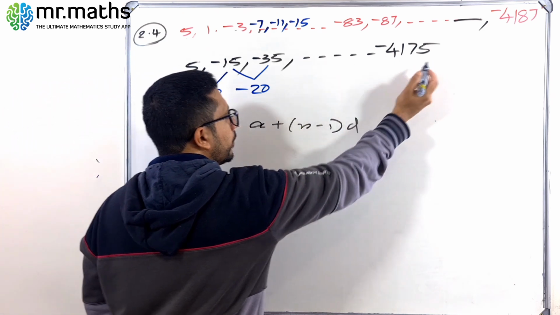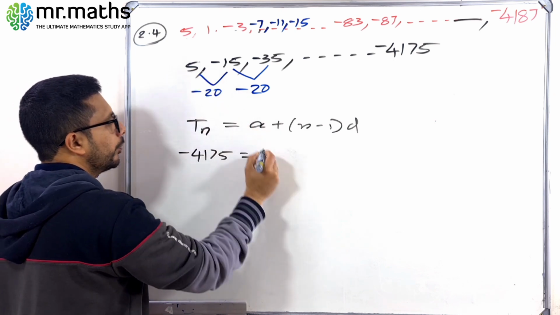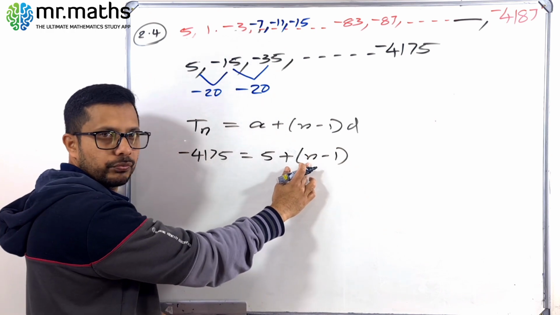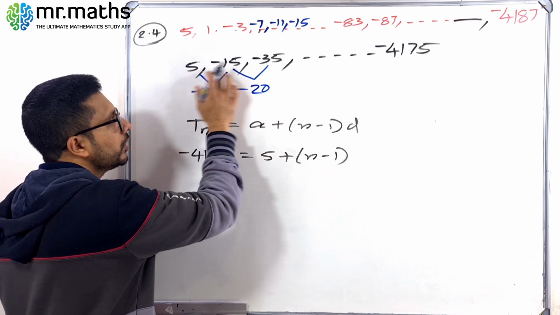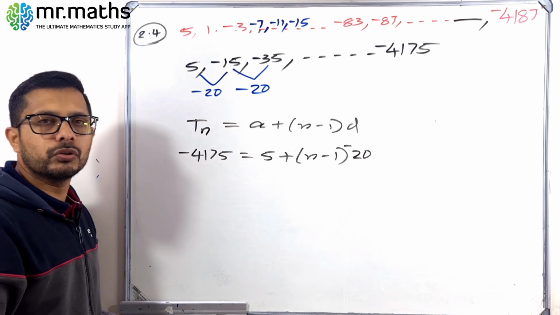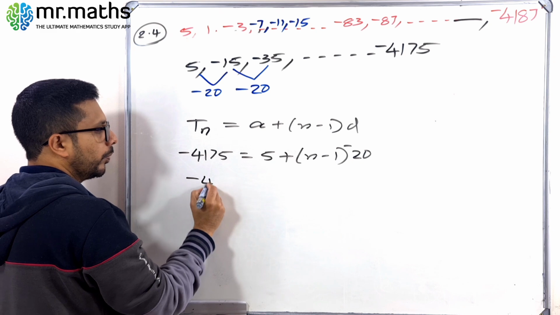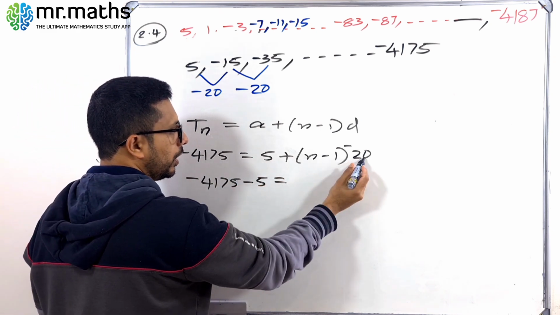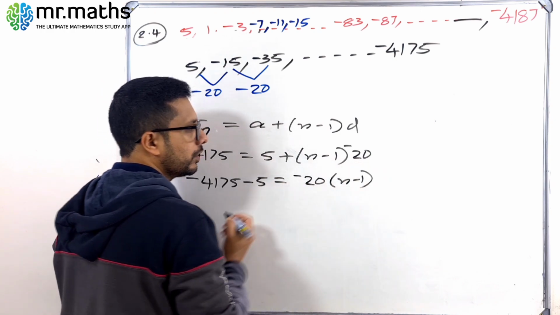So here what is the last term? Minus 4175 is equal to a, the first term, 5, plus n minus 1, where n is how many terms, which is what we want to find. Okay, d, the common difference. Don't take it as minus 4. In this sequence, what is the common difference? Minus 20. So from here we have to find the value of n. Let's take this one to this side. So it is minus 4175, minus 5 on this side, is equal to minus 20 into n minus 1.